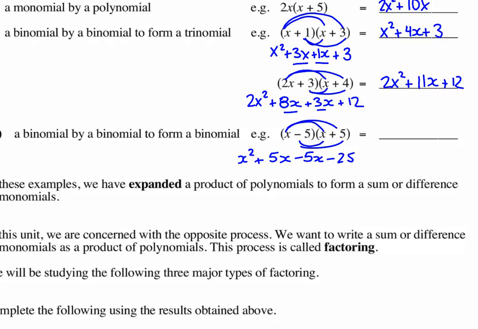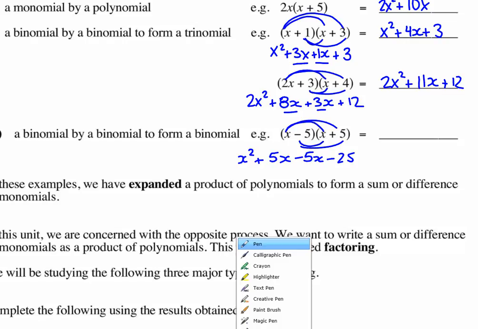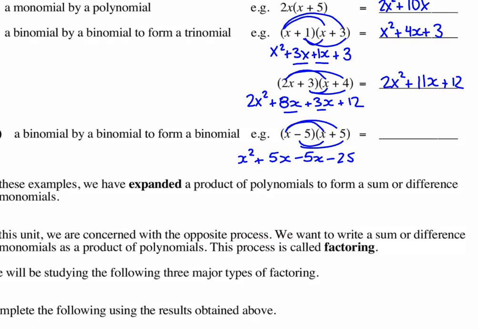So, what did I do here? First I went x times x, which gave me the x squared. Then x times 5, 5x. Then negative 5 times x, negative 5x. And then negative 5 times 5 gives you the negative 25.